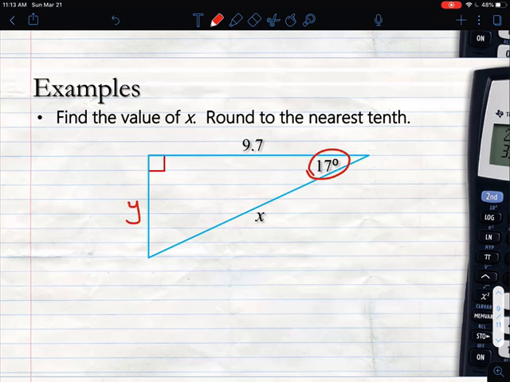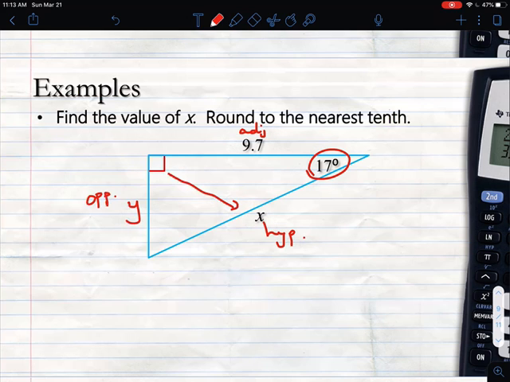So as I'm looking at this problem here, I have my 17-degree angle. I know that across from my right angle is my hypotenuse, so that's x. And I know then from my 17-degree angle, the opposite side would be y, the one across from it, which means my adjacent side is the 9.7. So I need to look at x and y separately. So I'm going to look at x first.